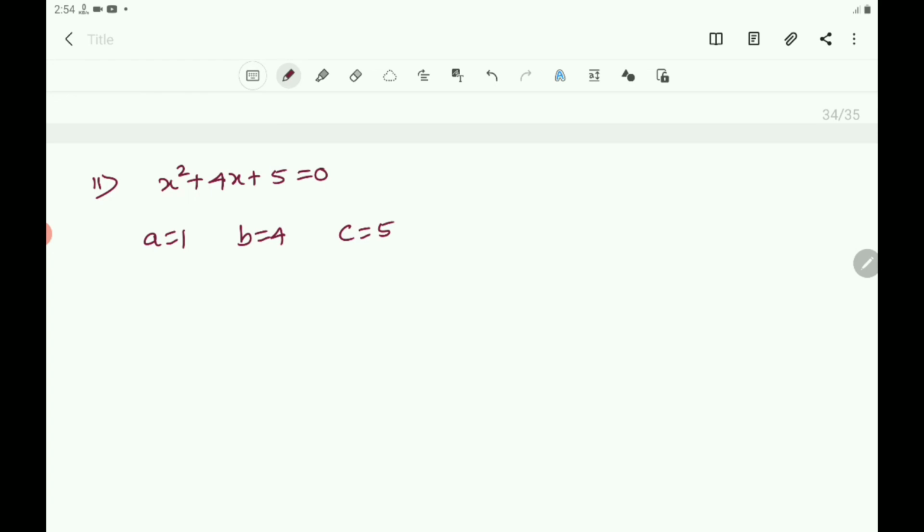Then you write the formula, that is the quadratic formula. Before that we have to verify whether the real root exists or not. So you find the value of b square minus 4ac. b is 4, so you write 4 square minus 4 into a is 1 into c, c is 5. Then 4 square is 16 minus 4 into 1 into 5 is 20. 16 minus 20 you got minus 4.